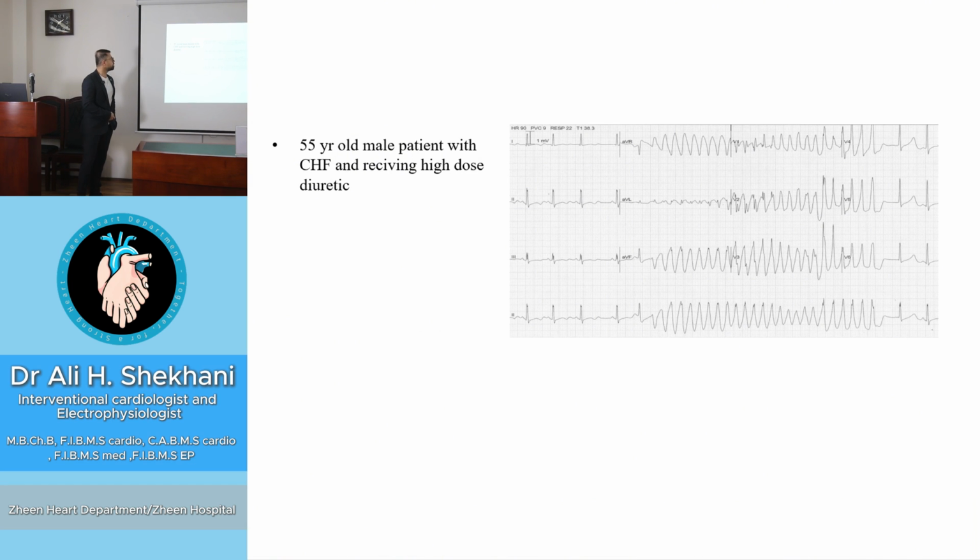This is, I think, the last ECG. It is a 55-year-old patient with congestive heart failure who received high-dose diuretic. The patient has polymorphic VT. It looks as if there is twisting around the isoelectric line, usually due to electrolyte disturbance, mainly hypokalemia and hypomagnesemia. This is polymorphic VT. Torsades de pointes usually occurs in the setting of long QT. Yes, you are right, but this is polymorphic VT. And for today's session, this is the last slide.